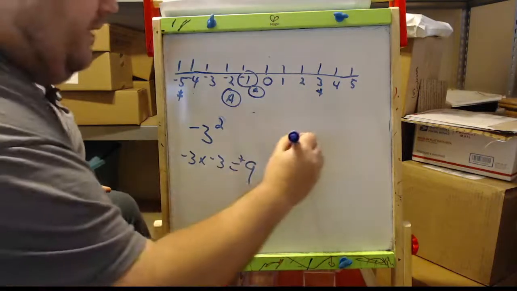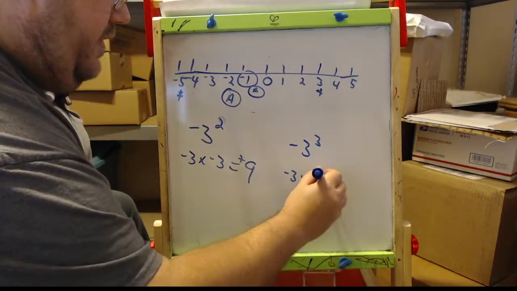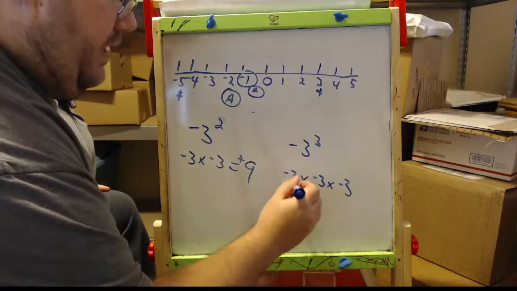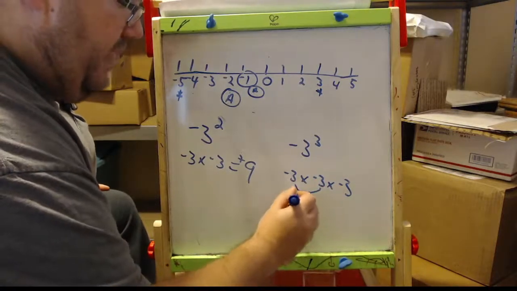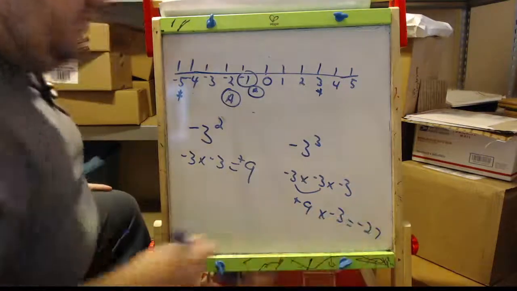If I had negative 3 cubed, it'd be negative 3 times negative 3 times negative 3. Negative 3 times negative 3 is positive 9, times negative 3, negative 27.